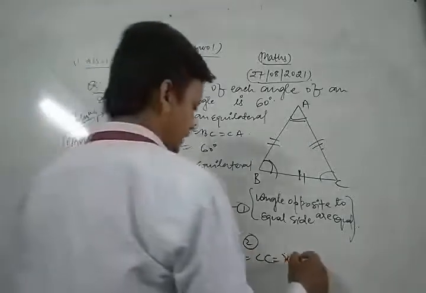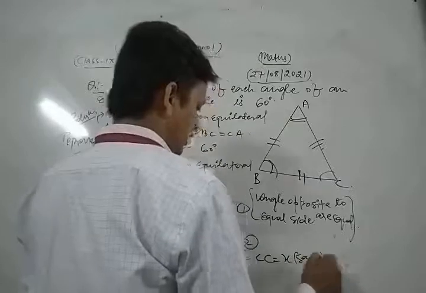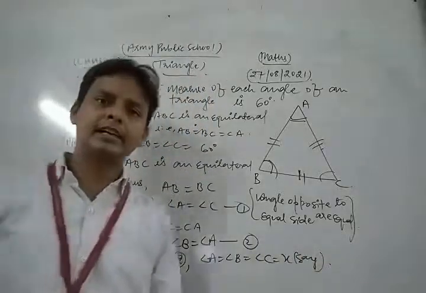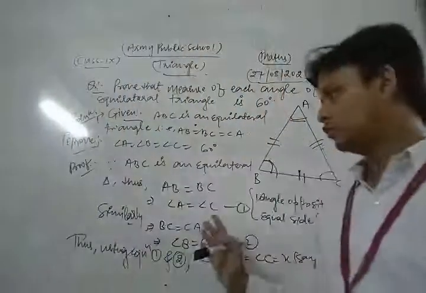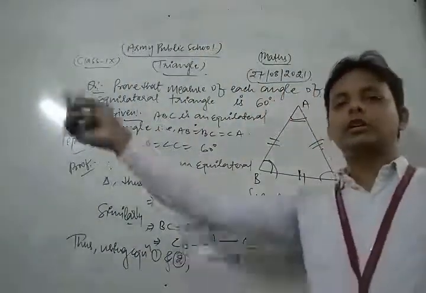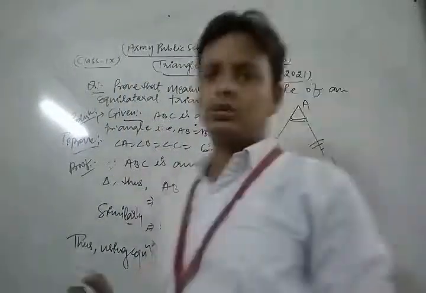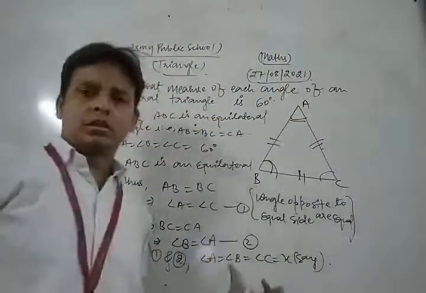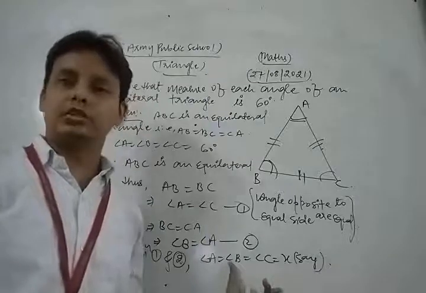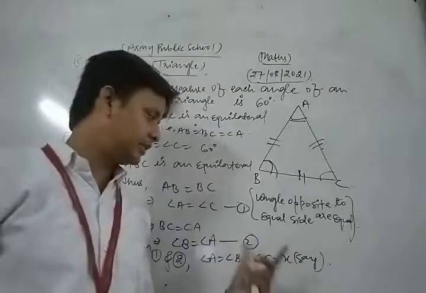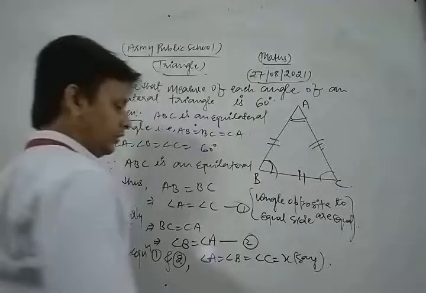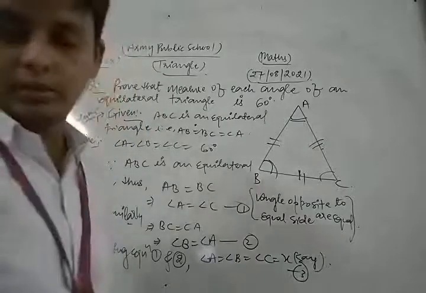Take each as x. We take it as angle A. So by the help of these two equations, angle A is equal to angle B is equal to angle C, they are equal to each other. Now we apply the angle sum property. This is a very important relation. We take this as equation number 3: angle A is equal to angle B is equal to angle C.